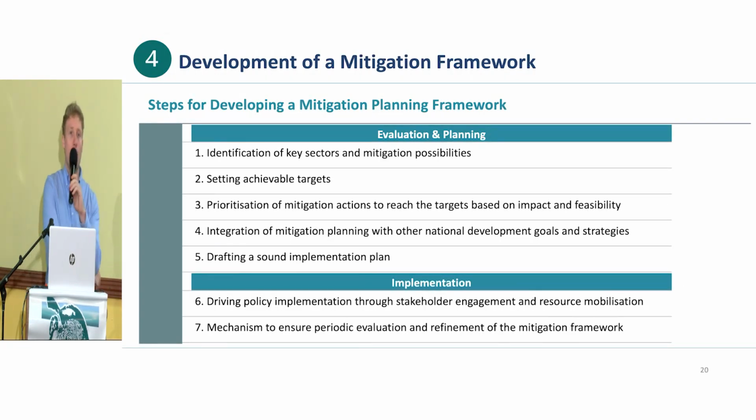Okay, so then let's move to the second to last part, development of a mitigation framework, and here we see some steps. So afterwards we will look at implementation, but for the evaluation planning: identify key sectors, set targets, I mentioned this before, prioritize mitigation actions to reach the targets based on impact and feasibility, and integrate mitigation planning with other national development goals and strategies, right? And drafting a sound implementation plan. So to basically formalize this in a good way.